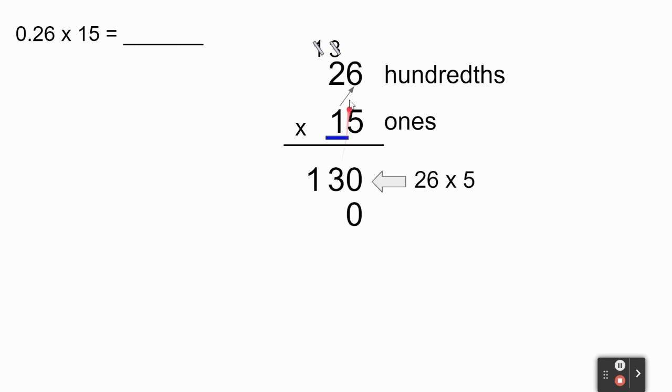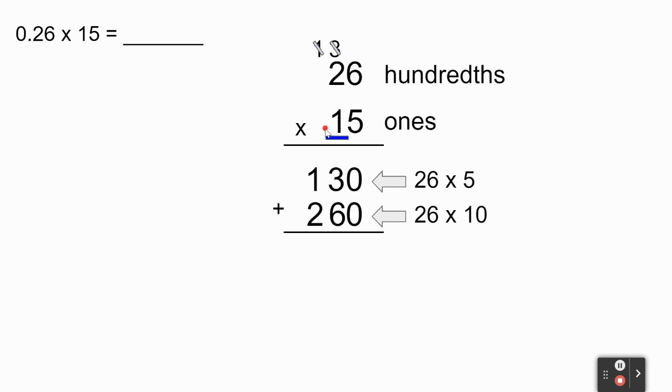So let's start by multiplying 1 times 6, since the 6 is in the ones place. 1 times 6 is 6. We place a 6 down here in the tens place. And now we're going to multiply 1 times 2, and that would be 2. So 26 times 10 is 260. Remember, it's times 10 because the 1 is in the tens place.